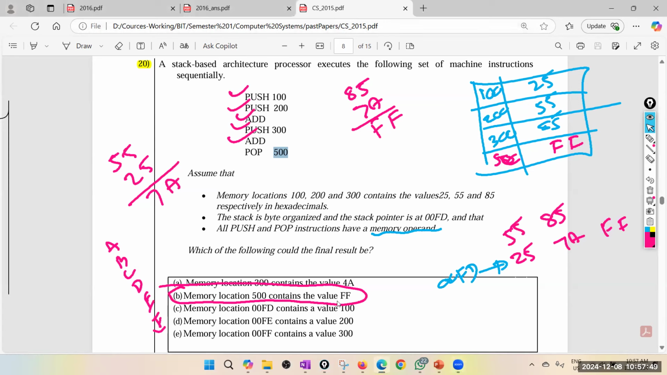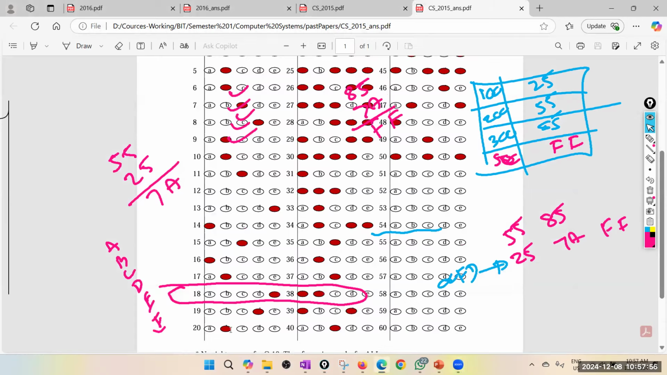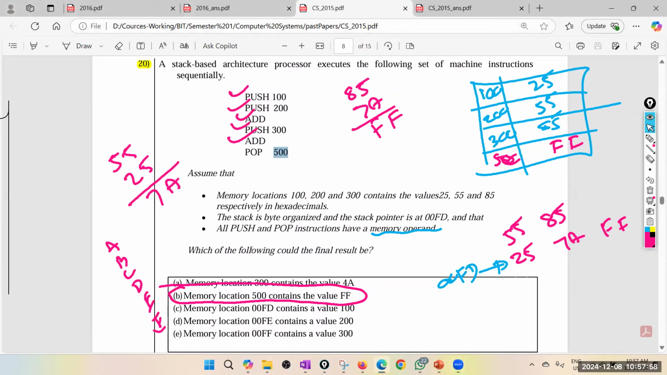This is 2015 question number 20. Answer is B. Right? Answer is B.